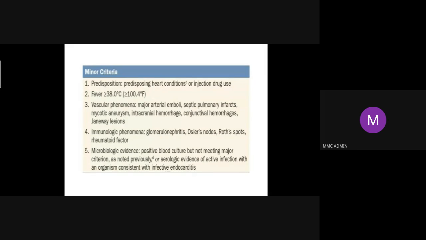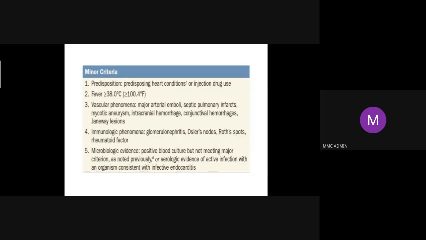Then vascular phenomena. Vascular phenomena occur due to the embolization of the vegetation. I had already discussed in the pathogenesis how vegetation is formed. After the formation of the vegetation, it gets embolized to the peripheral vessels, forming the vascular phenomena. If the vegetation gets embolized to the arteries, we get an infarct. Due to the embolization of the artery, we get a mycotic aneurysm.